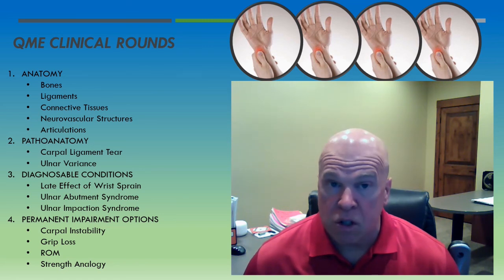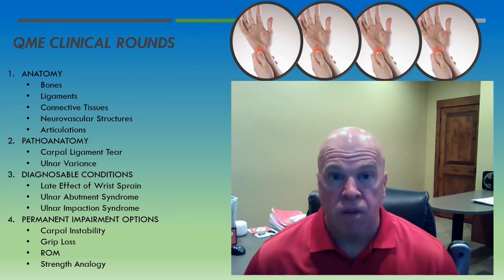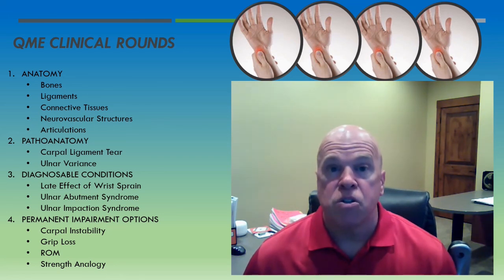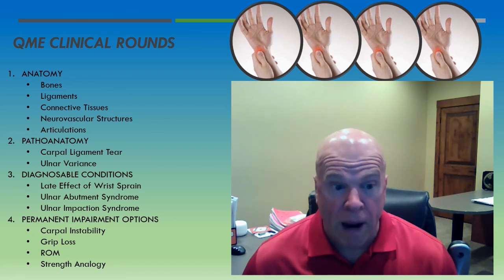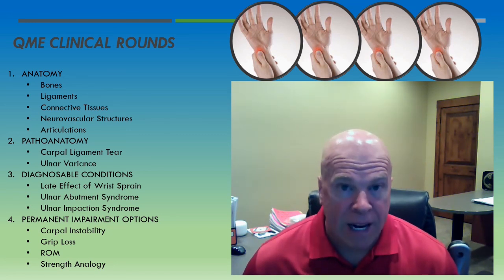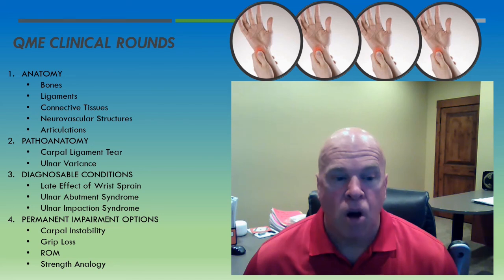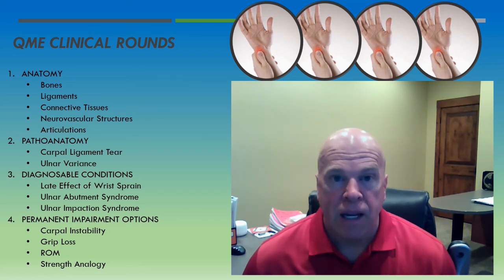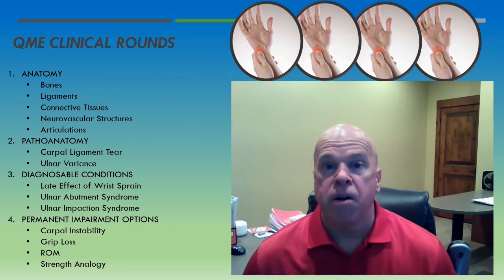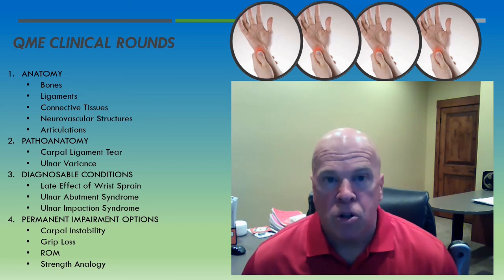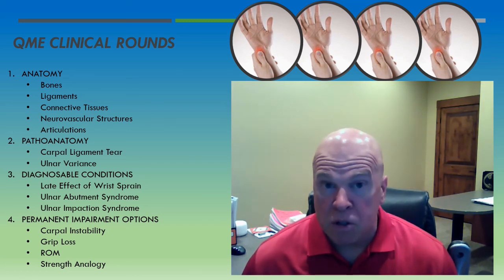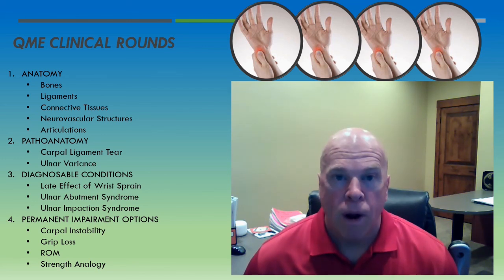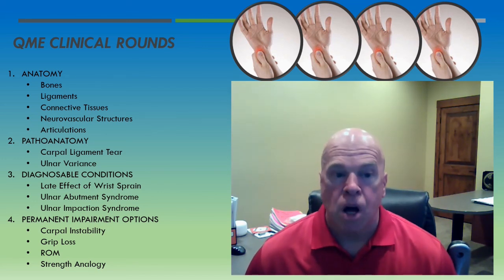So in today's discussion, we're going to be talking about and investigating three types of conditions in the wrist. Number one, a wrist sprain in examinees who suffer late effect of wrist sprain. We're going to talk about ulnar abutment syndrome and ulnar impaction syndrome, both of which are influenced by either positive or negative ulnar variants. And then we're going to talk about permanent impairment rating options that you have available to you for accurately rating these examinees for their loss of function.